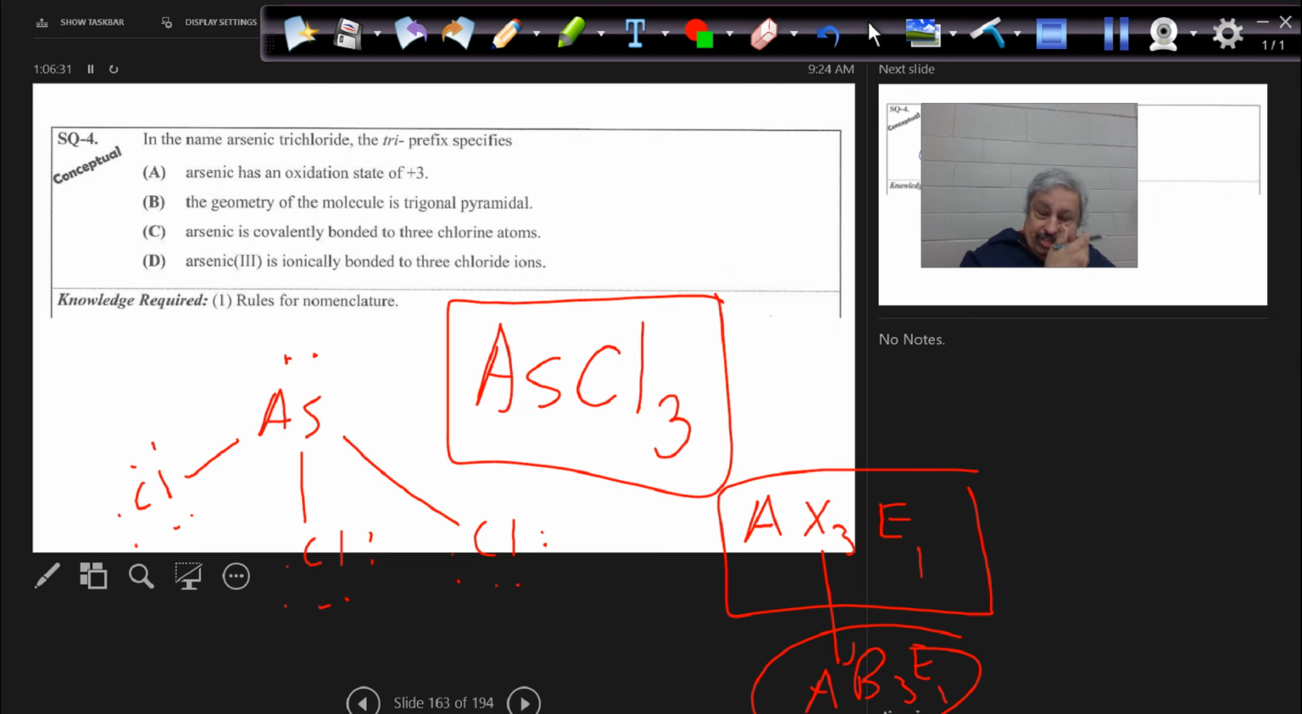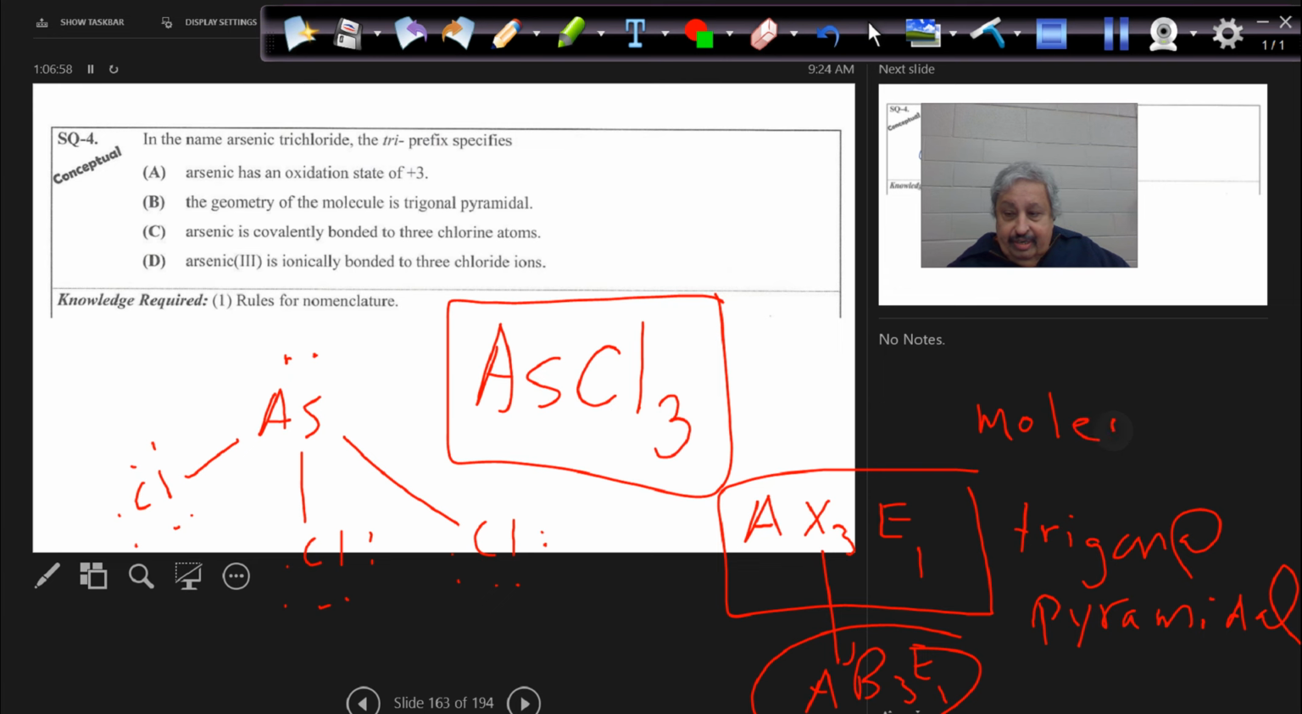First I want to see the geometry. What's the geometry of this? Trigonal pyramidal, correct? Trigonal pyramidal, AX3E1. You have to memorize this table I gave you, correct?